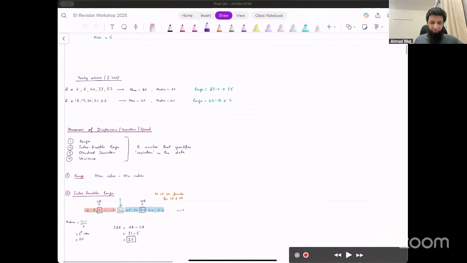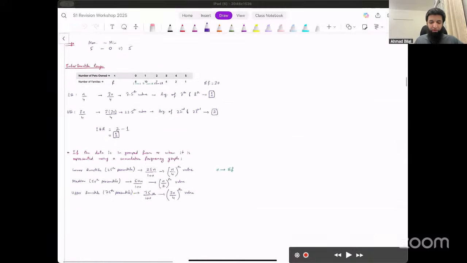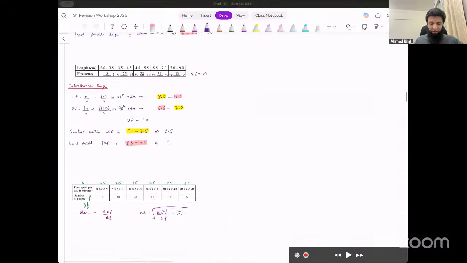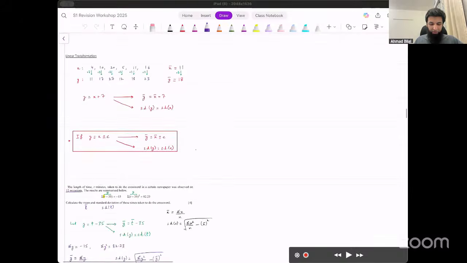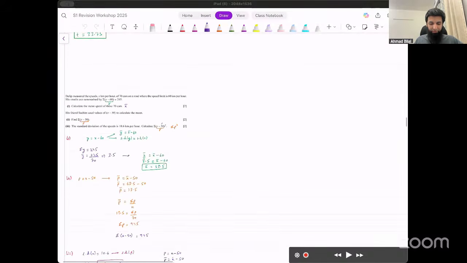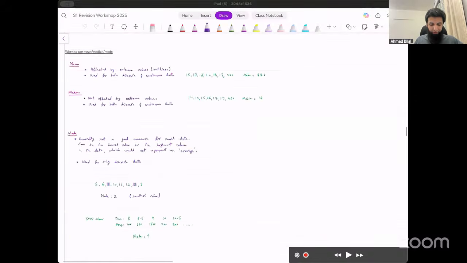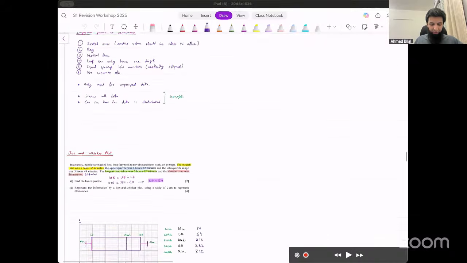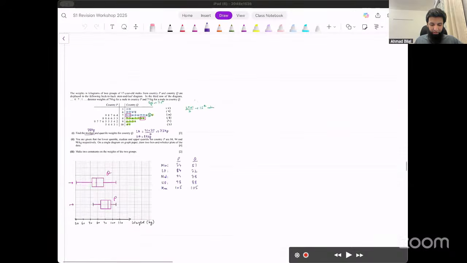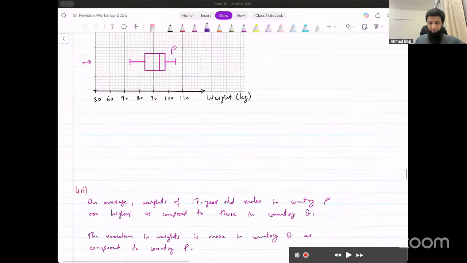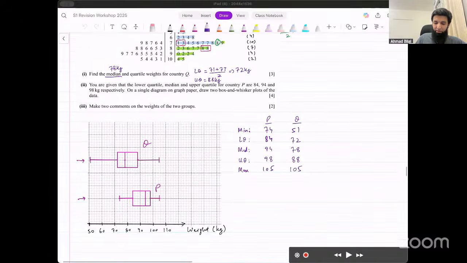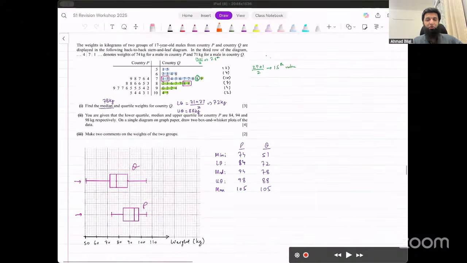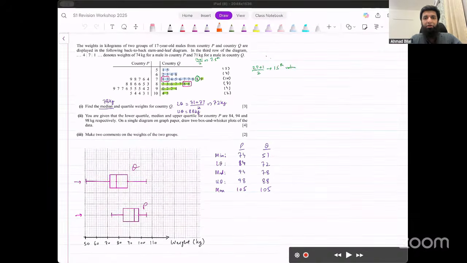Okay, in a box and whisker plot or cumulative frequency curve, based on that, they often ask you to make two comparisons. Now, whenever they ask you to make two comparisons, one of your comments is going to be on some sort of average. It could be mean, it could be median, it could be mode. And the second comment is going to be based on variation in the data.